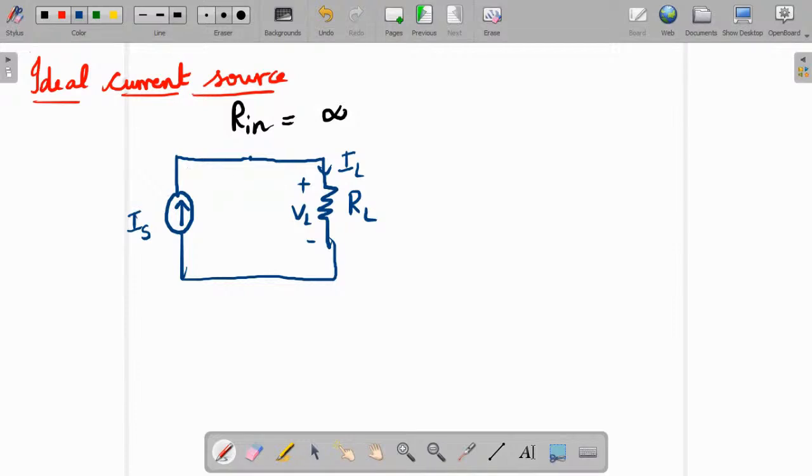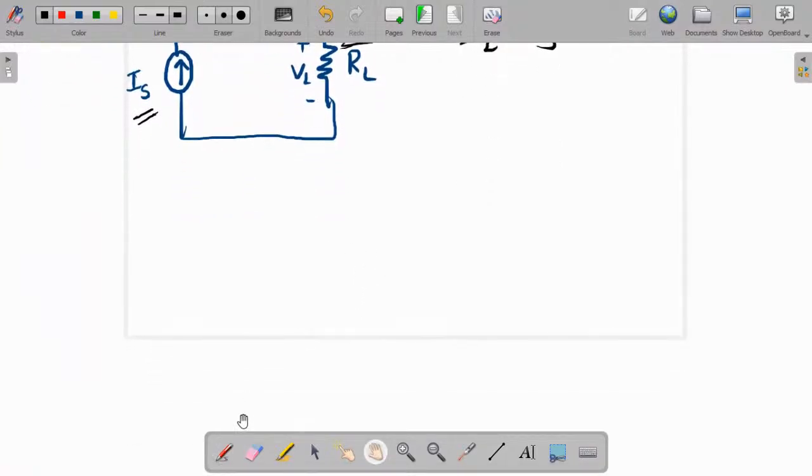So in an ideal current source, what about IL and IS? Both will be equal, right? IL is equal to IS since it has internal resistance of infinite. Whatever IS we are connecting, that we will get at the load end. So this is the ideal current source. Coming to the practical current source.